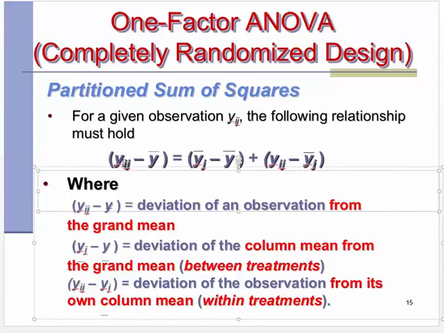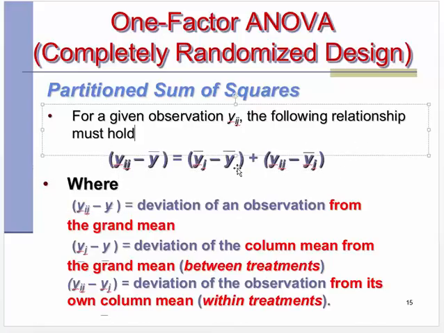y_ij minus y bar, that's the individual y item value minus the overall mean, must equal y j bar minus y bar, the mean, plus y_ij minus y j bar. Why does this equation hold true? Because if you open the parentheses, what do you see? You see that this item here, y j bar, and this item here, y j bar, cancel each other. What we have is just y_ij minus y bar. That's exactly what this is.